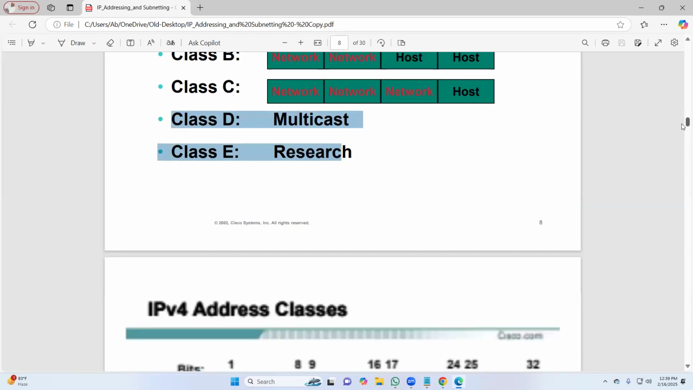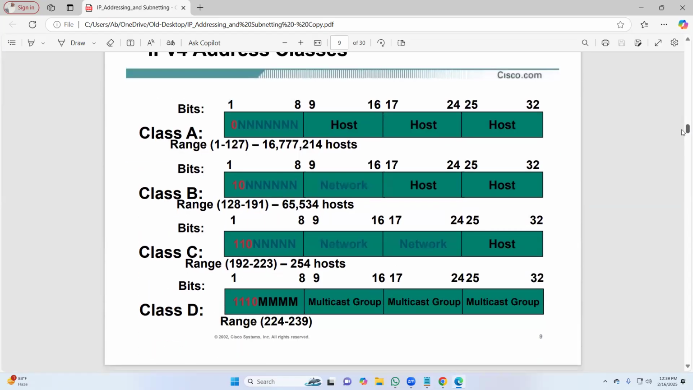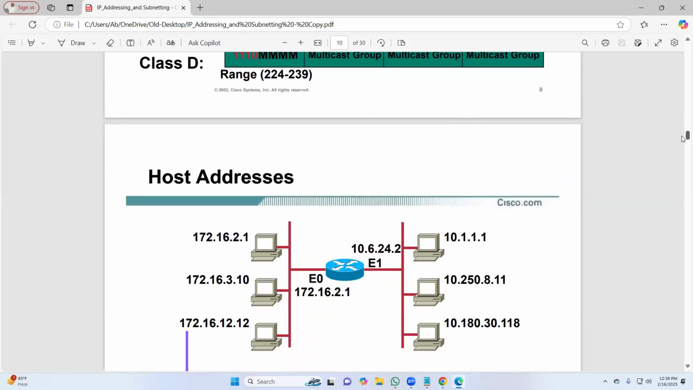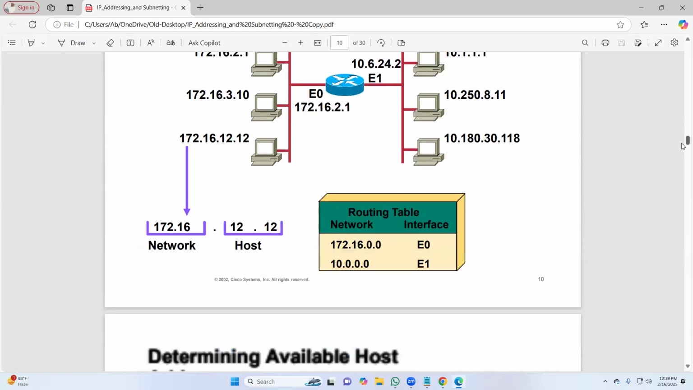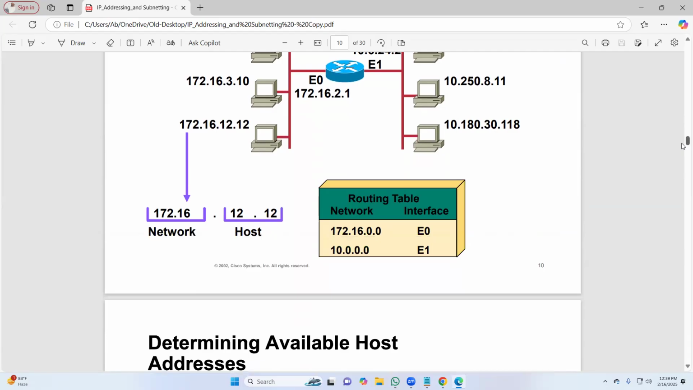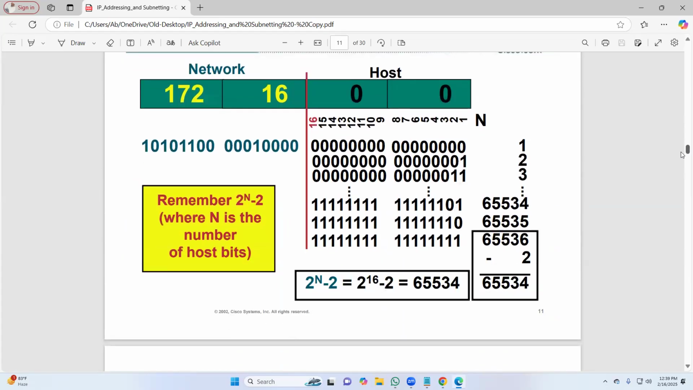Okay, and then IP address classes. IP address classes, calculations, and host addresses. There is a host addresses. You can define like this. And routing table, you can assign like this, and determine available host. And these things you can view and see how the binary system and host system work.